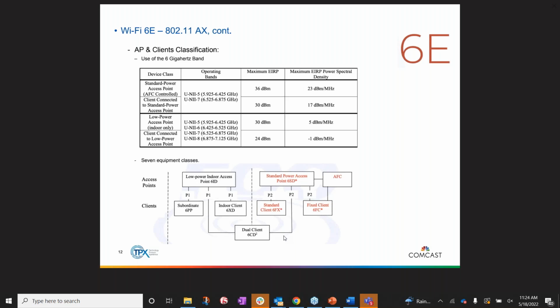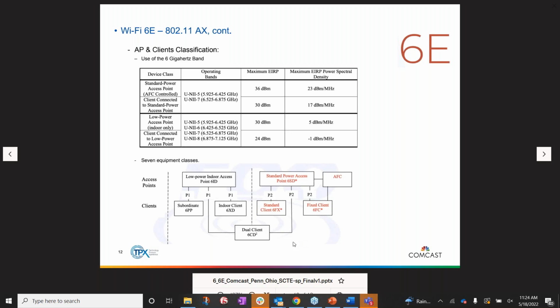And the standard client, it is the same client. It is like an indoor client, but it can only connect to a standard power AP, where the power level is equivalent to 30 dBm.